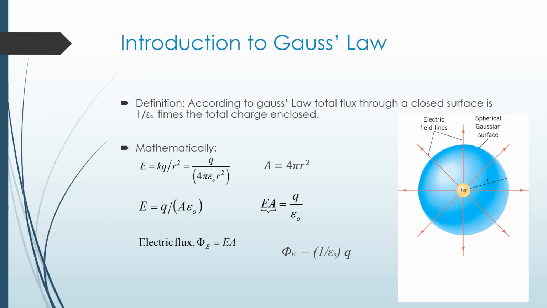Replacing 4 pi r squared by area A, the equation becomes E equal to q divided by A times epsilon naught. If you take this area to the other side, it will be multiplied with the electric field E, and the equation becomes EA equal to q divided by epsilon naught. Since EA represents the electric flux, replacing the left-hand side with electric flux, the final equation shows us that the electric flux is 1 over epsilon naught times the total charge enclosed.